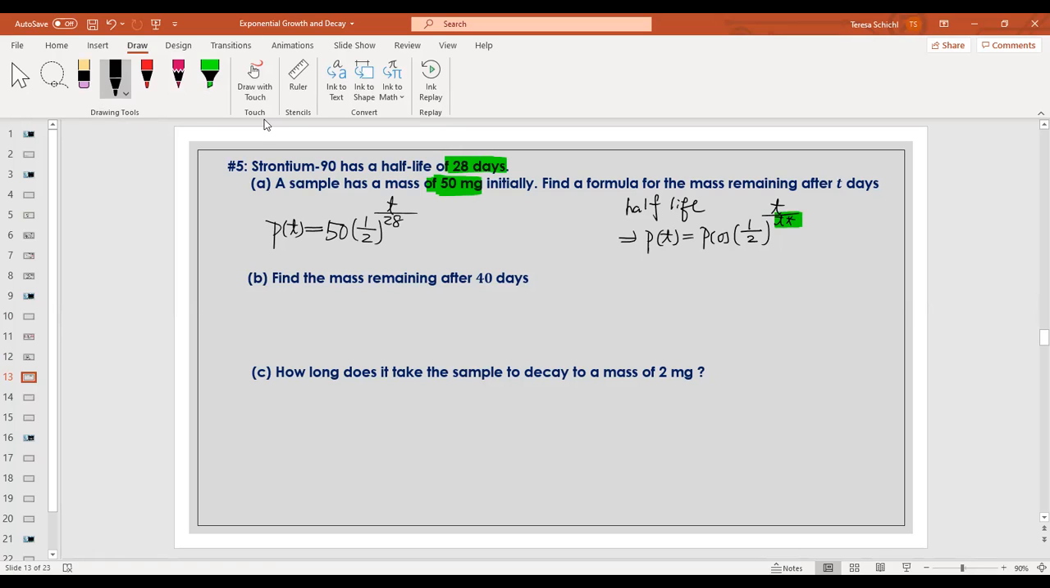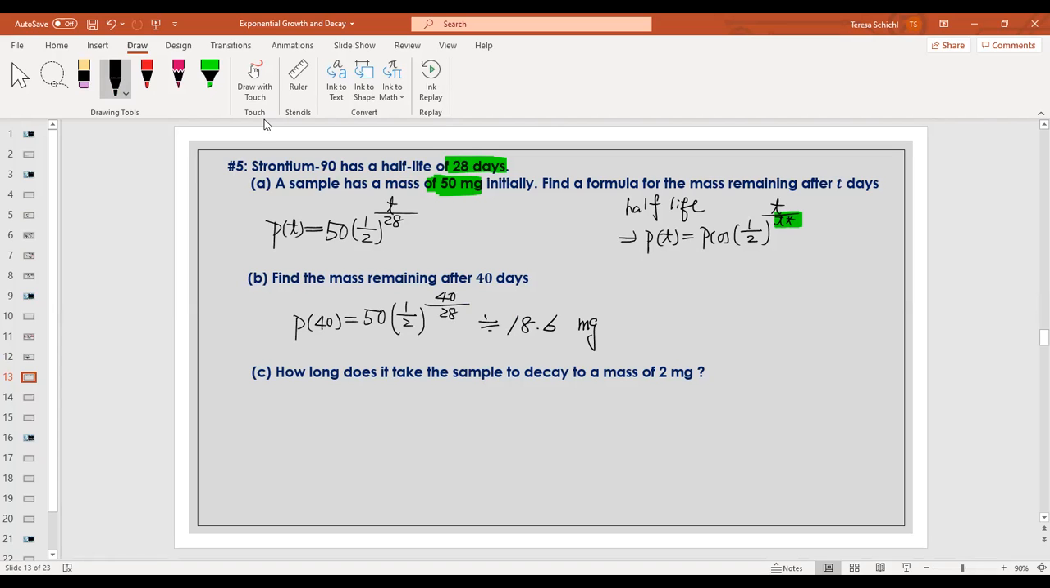Okay, now let's take a look at part B. Part B says, what is the mass remaining after 40 days? After 40 days, you are looking for P(40), right? So this will be 50 times 1/2 to the 40 over 28. Then you can put it into a calculator and you get about 18.6 milligrams left here.